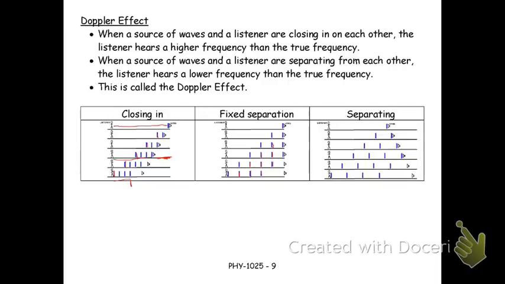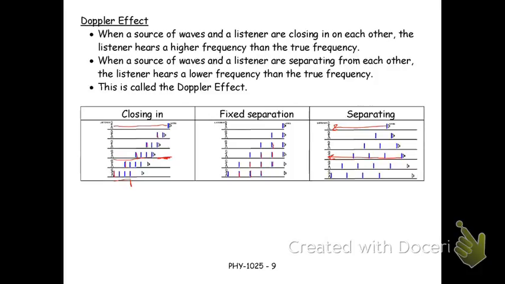And if the speaker's moving away from me, then the last one has a lot further to travel to get to me than the first one had. So it arrives relatively late. So the speaker says 1, 2, 3, 4. And after a delay, I hear 1, 2, 3, 4, at a lower frequency. This is called the Doppler effect. And it happens with sound.